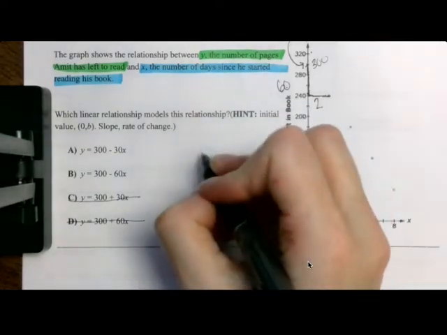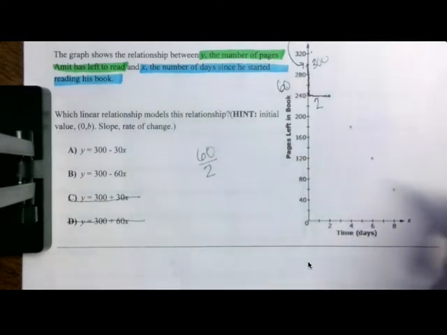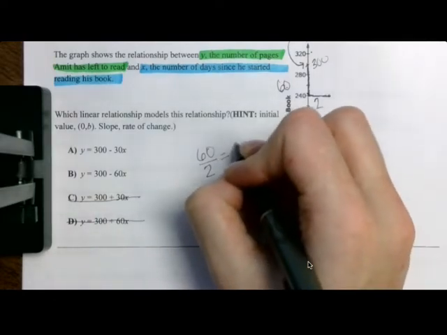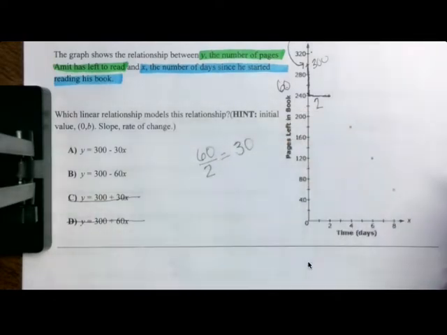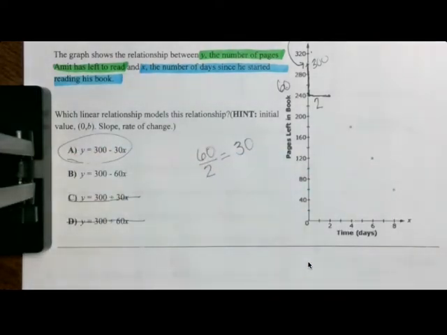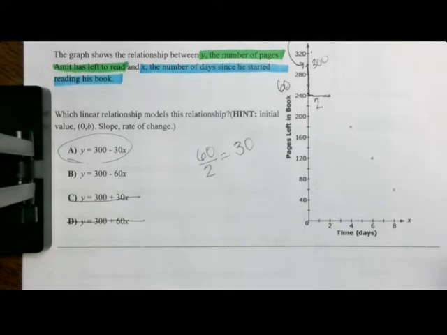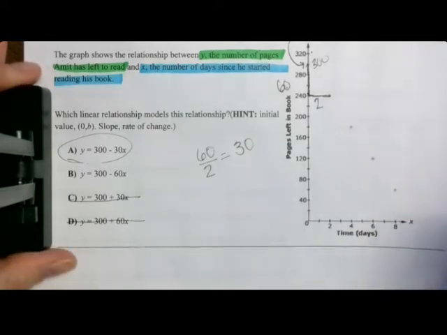So I do change in Y, up and down, over change in X, left to right. If you reduce it, that gives you 30. So that means our answer is A. And again, if it's easier for you to do Y2 minus Y1, you can write the points. That's perfectly fine.